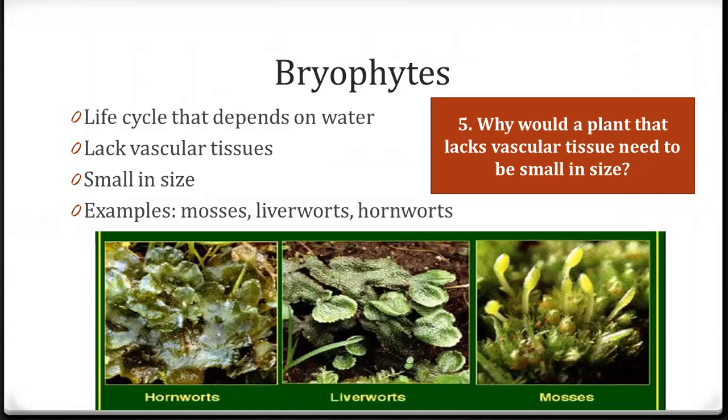All right, so bryophytes are the first type of plants we need to talk about. They are non-vascular, which means they don't have the same kind of root system and system for moving water and food up through the stem. So they lack vascular tissue. They're small in size. Examples are mosses, liverworts, and hornworts. Sounds like part of a Harry Potter movie to me.